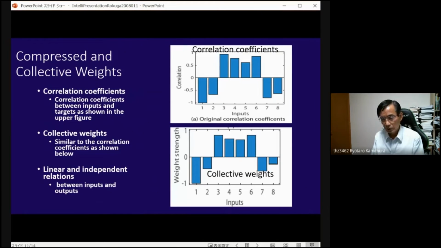These are compressed and corrected weights. Before, we should see the correlation coefficient between inputs and target as shown in the upper figure. And we have a corrective weight which is quite similar to the correlation coefficient as shown below. So we could see a linear and independent relation between inputs and output by the present method.